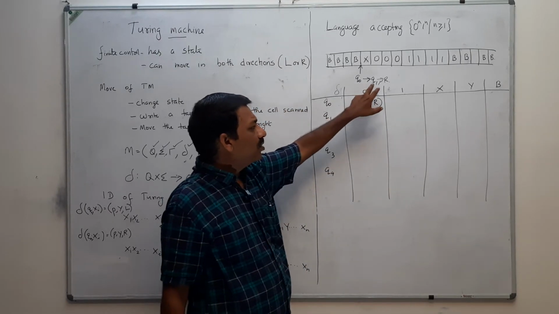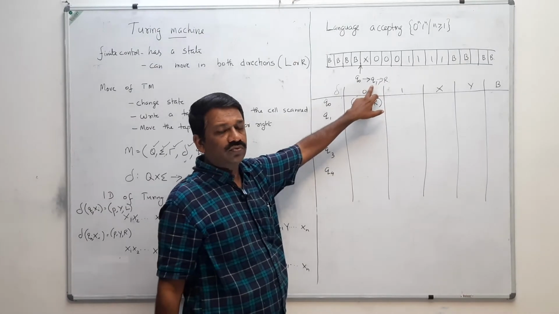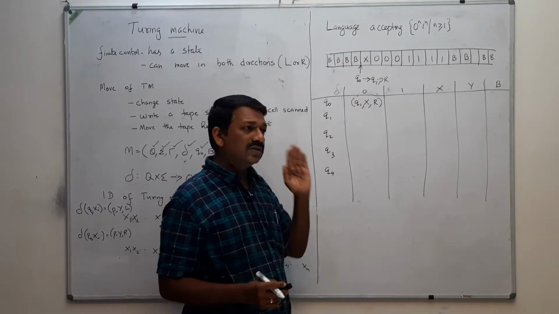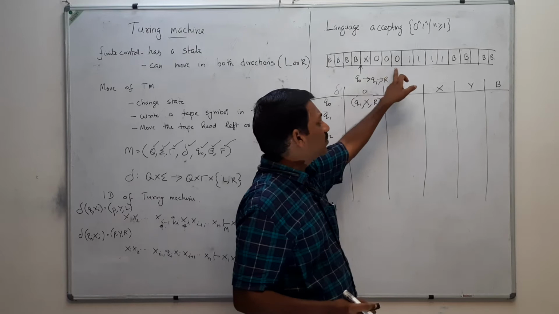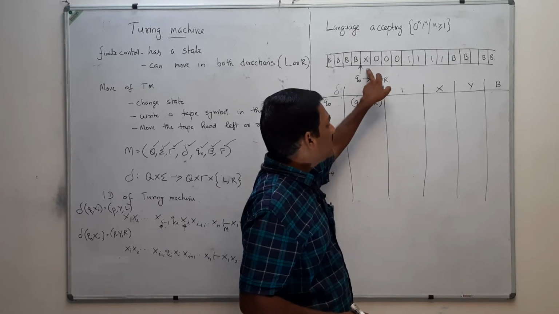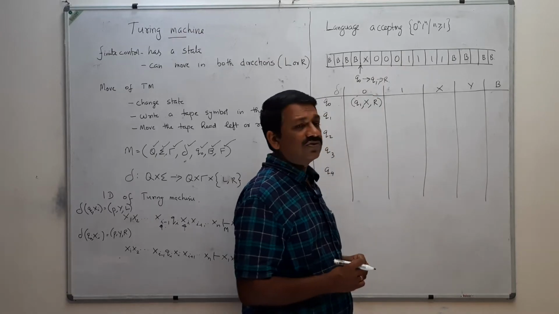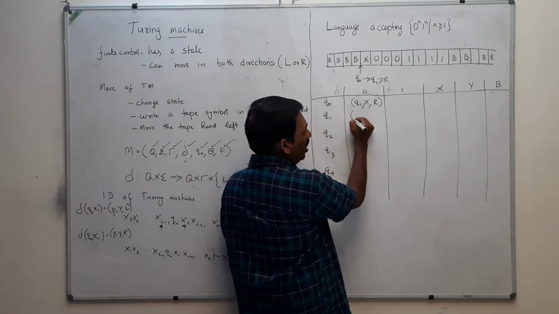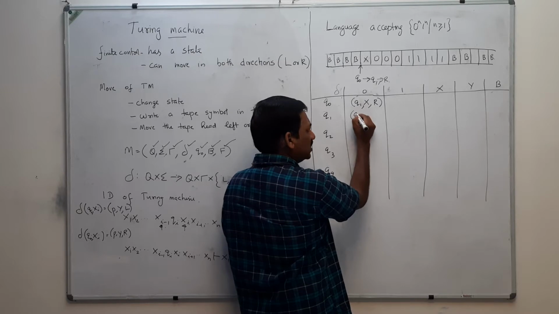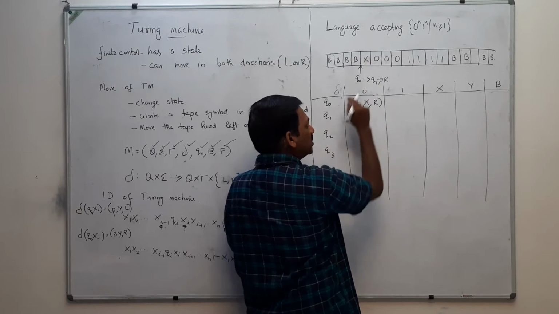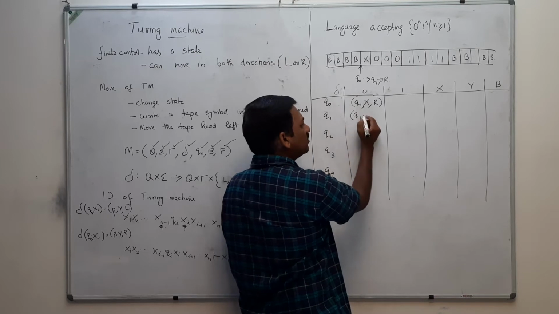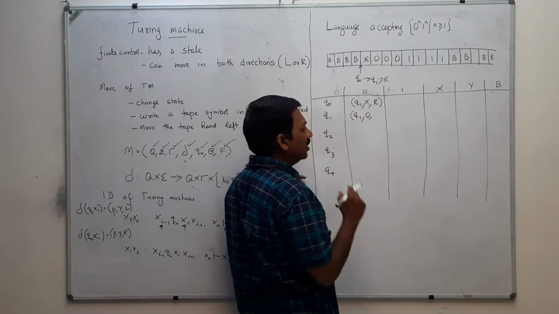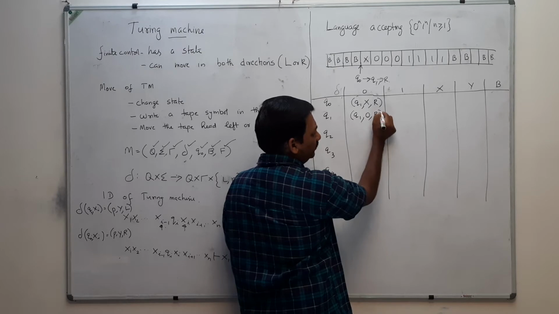Okay. Now what does q1 do? What is the use of this state? Once it is in state q1, it is skipping all the zeros until it happens to see a 1. That means q1 on 0 stays in the same state q1, replacing that 0 by 0. It is keeping it as such, and it is moving right.